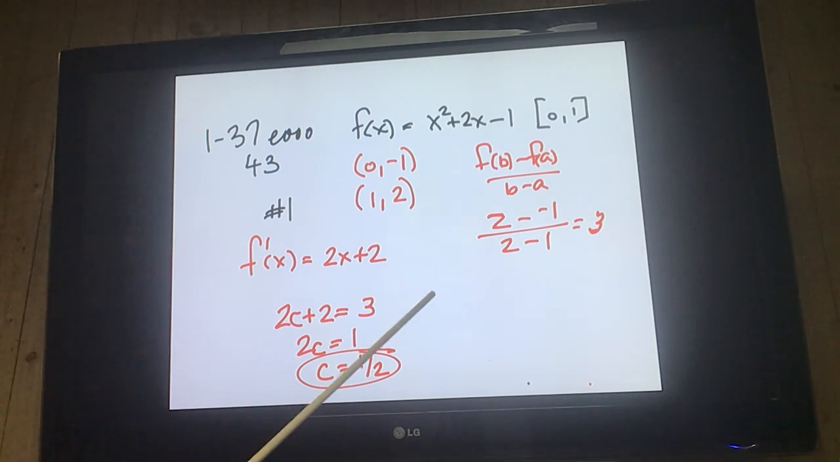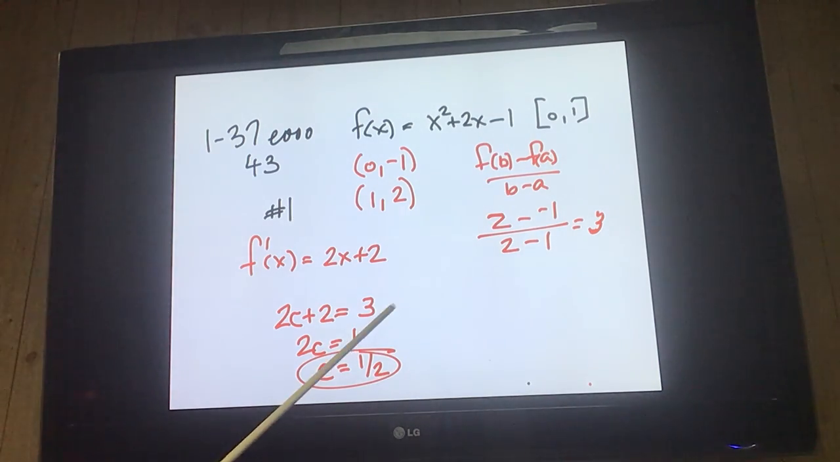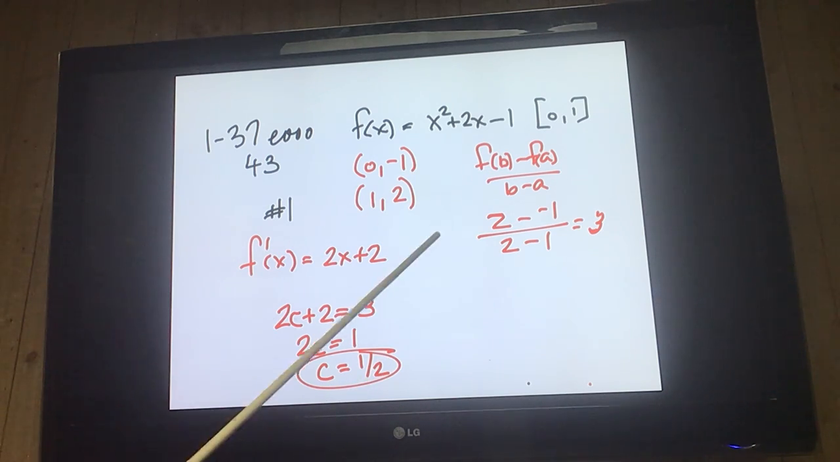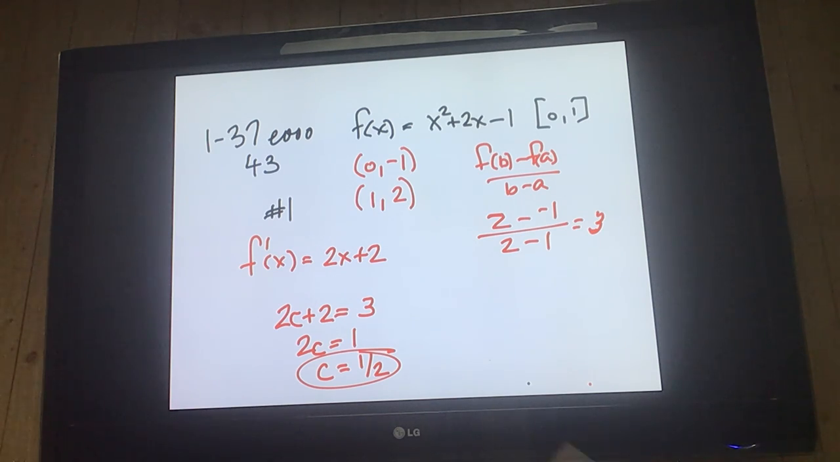Okay, so this equals this. Mean value theorem says f prime of c equals f of b minus f of a over b minus a. So 2c plus 2 equals 3, and I'm solving for c. So the point on the graph where the slope of the tangent line equals the slope of the secant line is at 1/2, halfway between 0 and 1. So that's what they're looking for. If you wanted to find the point on the graph, you plug 1/2 in. 1/4 plus 1 minus 1 would be 1/4. So 1/2, 1/4 would be the point.